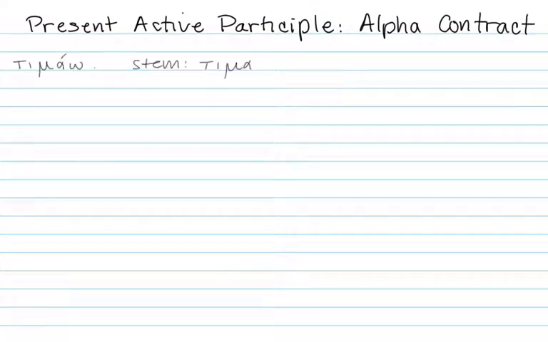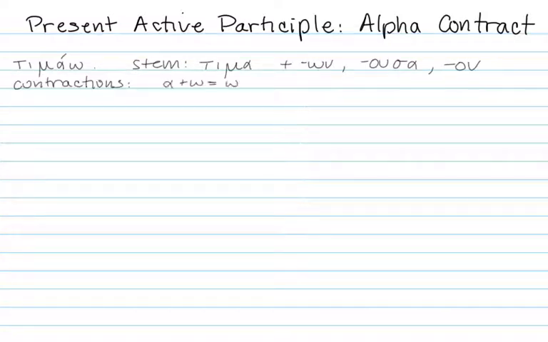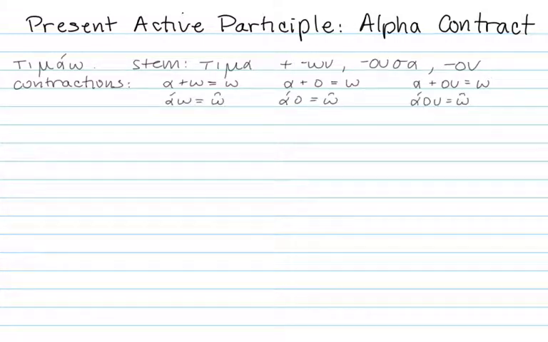And then let's take that knowledge and do an alpha contract. So τιμάω is our sample, stem is τιμα, our endings ουσα ον. Contractions that you need to know are αω becomes ω, αο becomes ω, and αου becomes ω. So everything becomes omega. Hooray! Same as before, if it started with an acute on the first syllable of the 2, then you'll get a circumflex on the contraction. And if it started with an acute on the second syllable of the 2, then the contraction will get an acute.